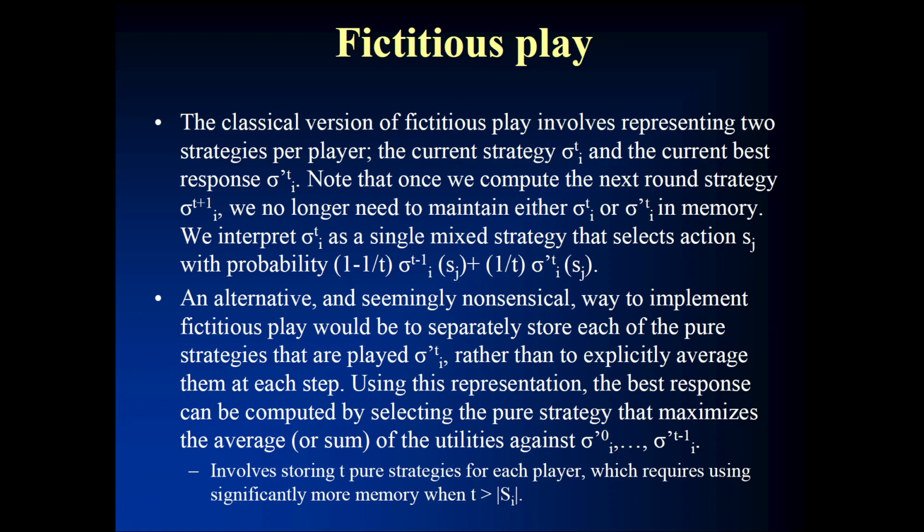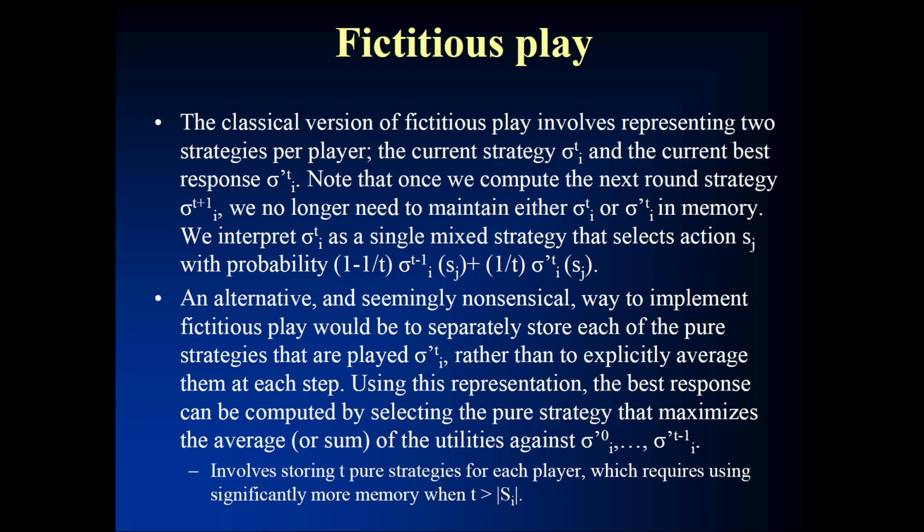The standard classical version of fictitious play involves representing two strategies for each player: the current strategy, which is the average so far, and then the current best response. Once we average these to compute the next round strategy, we no longer even need to maintain those two. And so we can interpret the current strategy as a single mixed strategy that is going to select a strategy with this probability.